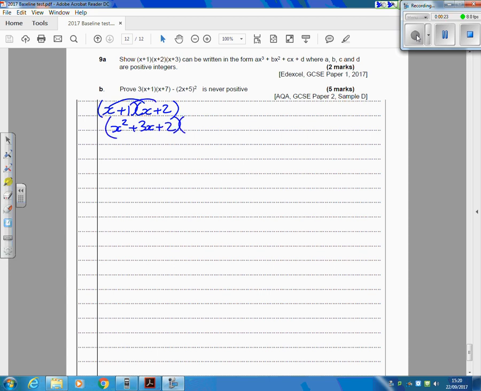But then I've also got to times this by x plus 3 as well. And there's going to be lots of bits to this. There's going to be 6 bits to this, aren't there? So I've got an x cubed here. I've got a 3x squared here. And I've got a 2x there. Now I've got a 3x squared as well. And a 9x. And a 6.